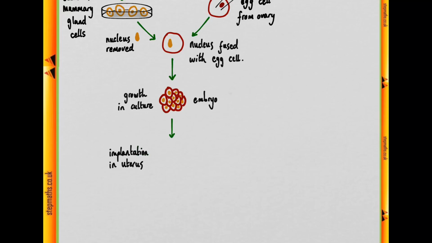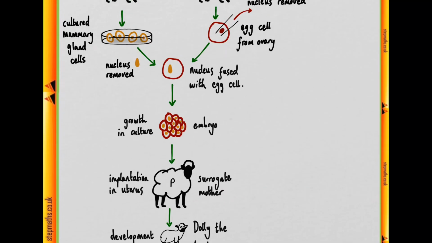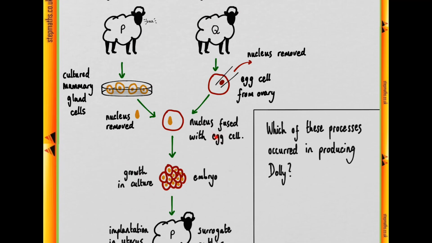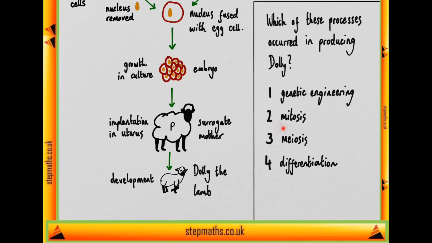Going further, we can implant it in the uterus of a surrogate mother, and then we end up with the development of Dolly the lamb, as obviously in utero the embryo forms into a newborn. So based on that, we're asked a few questions. Which of these processes is occurring in the diagram? Here are 4 statements: genetic engineering, mitosis, meiosis, and differentiation.